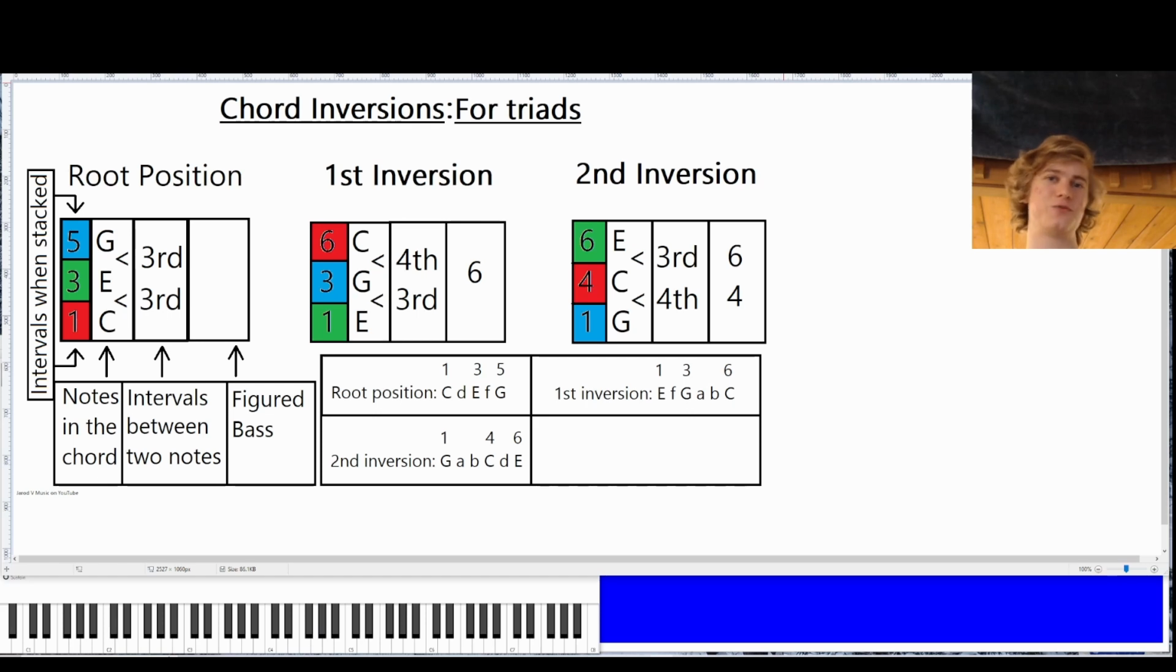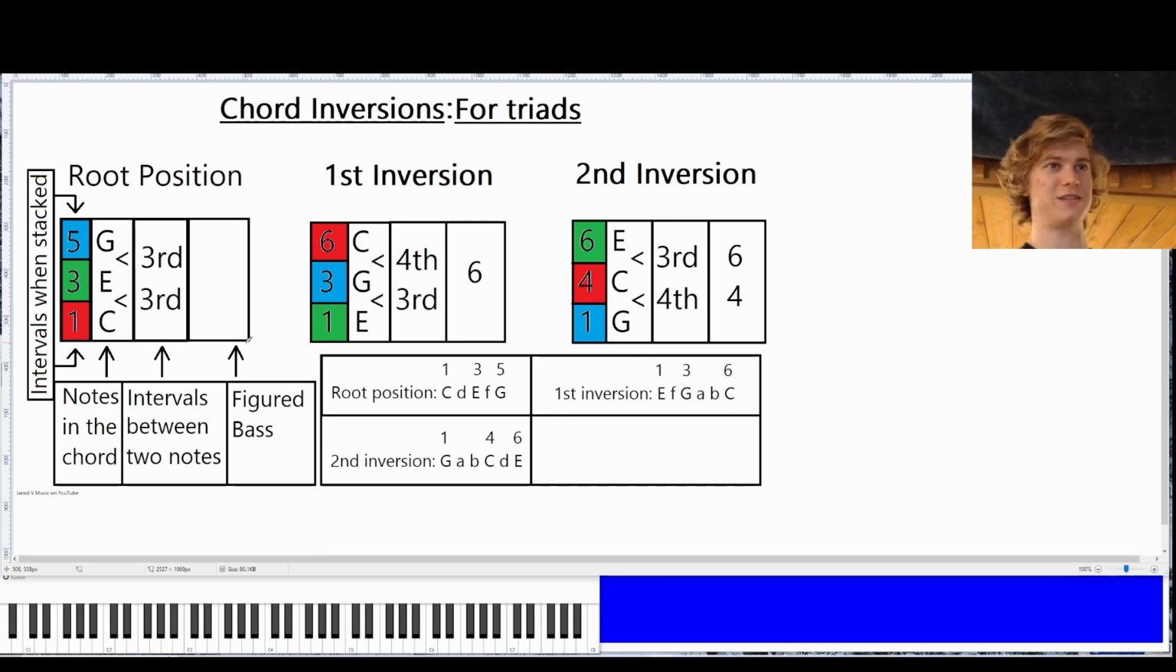So since we take that root note C and we build a third above that to E, and then we take that E and we build a third above that to G, we have 2 thirds. As you can see in this picture, I showed that between C and E, you have a third, and then between E and G, you have a third. When it's all stacked together, you have a 1, 3, and a 5.